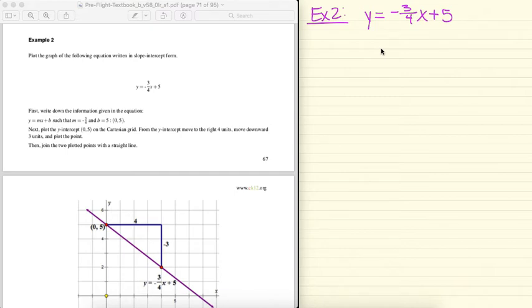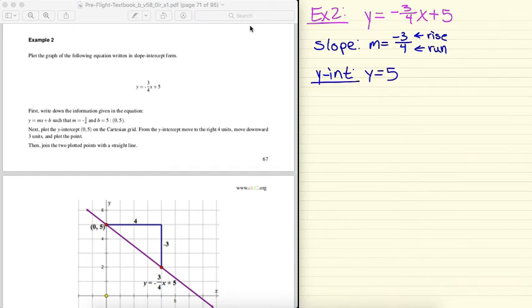Okay? So let's write down all the information we have. When it's in this form, one piece of information we have is slope. Slope is the number being multiplied by x. And so I'm going to write the negative sign in the numerator, but it really doesn't matter. So my slope is negative 3/4. Remember that negative 3 is referring to our rise, our vertical movement, and the 4 is referencing our run or our horizontal movement. We're also given our y-intercept, or where this graph crosses the y-axis, and that's a positive 5.